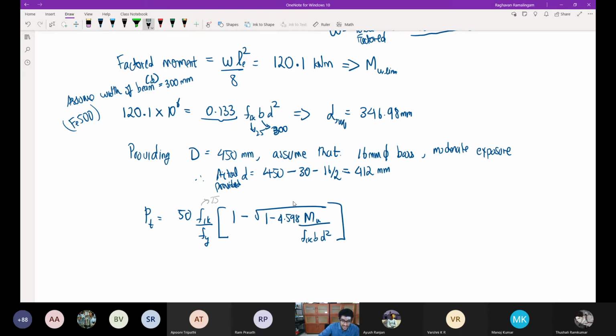I'll just write down all the numbers. So this is 25, this is 500, this is 120.1 into 10 power 6, again 25, 300, and d square is 412 square. So just see how much you get.